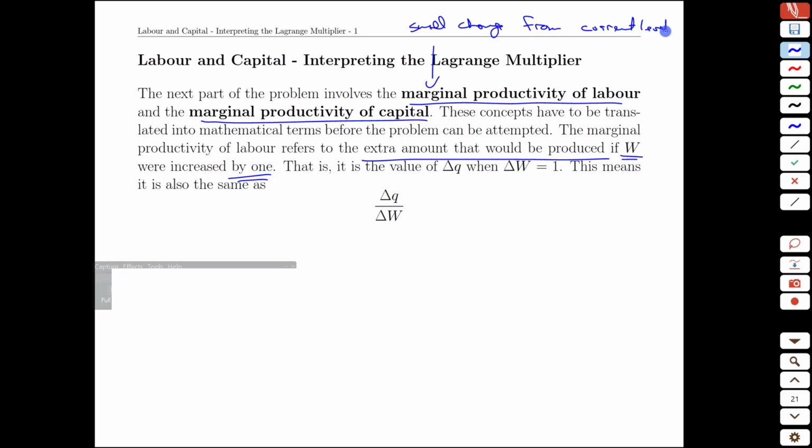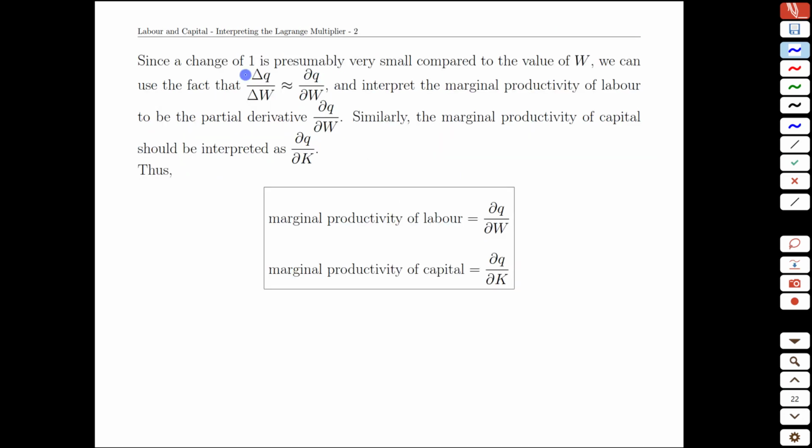So this actually has a nice derivative interpretation because we can look at this change in production over the change in workers as being approximately equal to the derivative of the production with respect to workers. This connection to the derivative is reinforced when we think of this change of 1 as typically very small relative to the number of workers, say, in a large factory or the workforce. So we can approximate it with that microscopic change that is involved in the derivative.